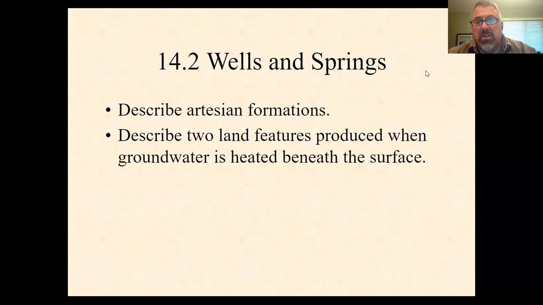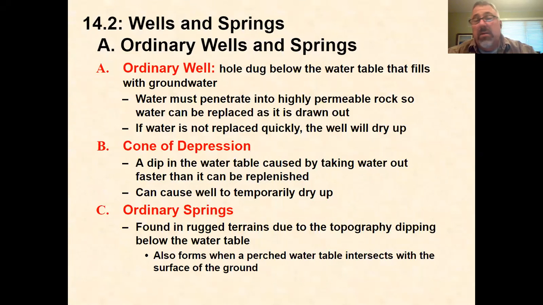And so we're going to describe today artesian formations, which is a funny word, but very important. And then we're going to describe two land features produced when groundwater is heated beneath the surface of our earth. And so the first one we'll talk about is ordinary wells and springs.